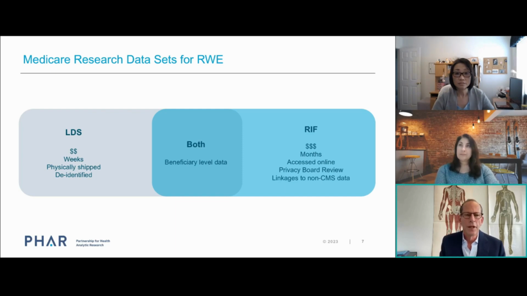It's also another difference that the limited data set files are shipped to you on a hard drive that you then use at your location, whereas RIF in the last few years has gone to this process where the data are available only in this virtual environment. And maybe Eunice, you can say a few words about what that environment is like.